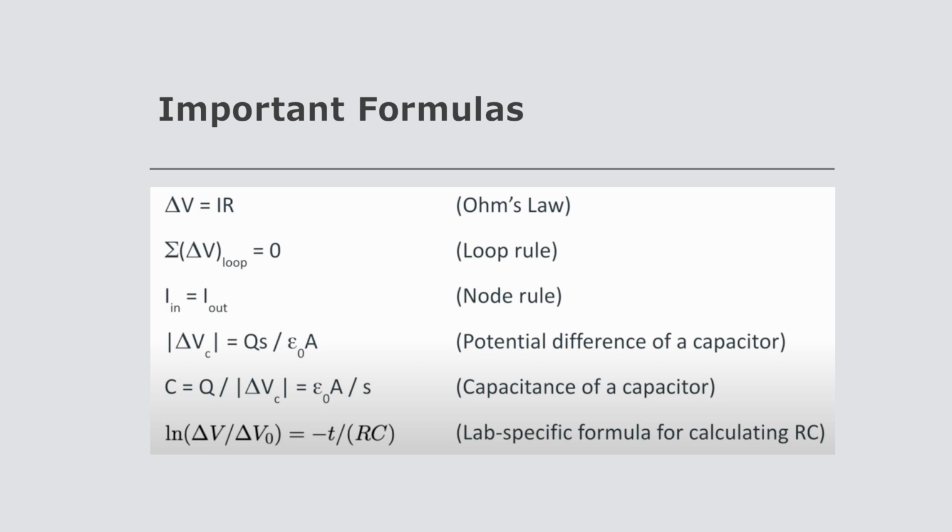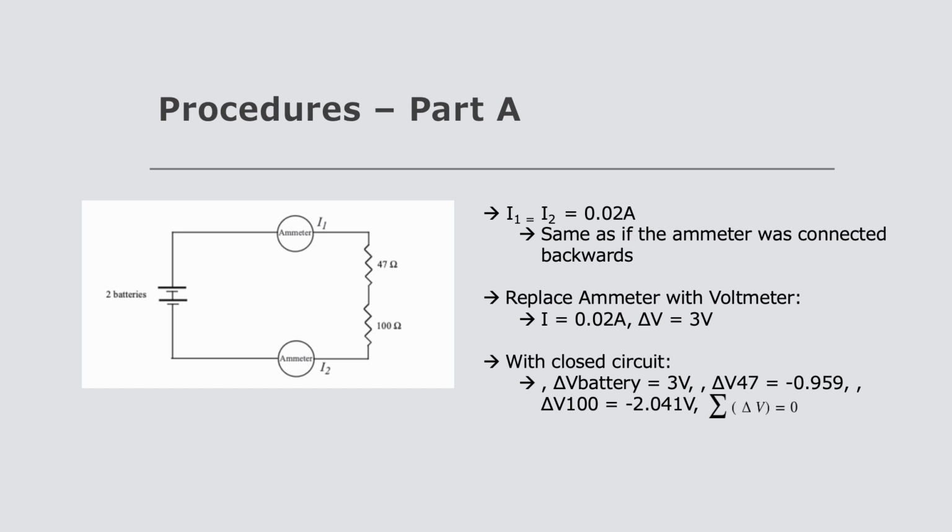Here are some important formulas used for the following experiment. One important key formula that I will draw attention to is the very last formula, which is used to calculate RC. I found that value to be 6, and this was consistent across experimental and modeled results. This is a circuit with 2 ammeters, 2 resistors, and 2 batteries.